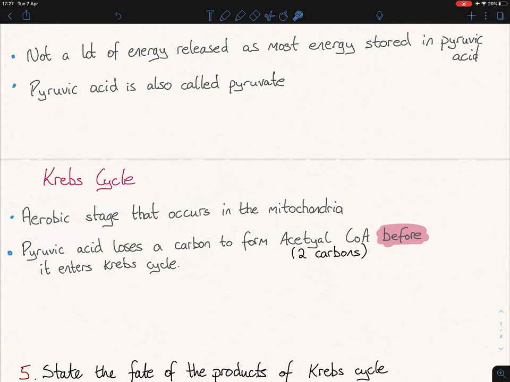So this is the key point that students make mistakes on all the time. The pyruvic acid, also known as pyruvate, loses carbon to form acetyl-CoA before it enters Krebs cycle. It forms carbon dioxide. That's where the carbon goes off to. So we're now going from something that was 3 carbons to something now that is 2 carbons, acetyl-CoA.